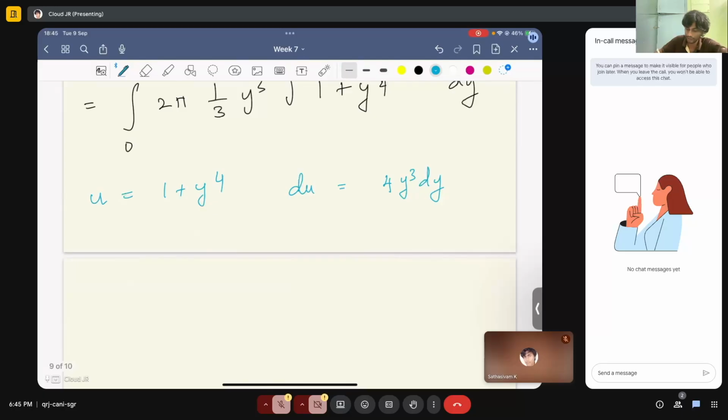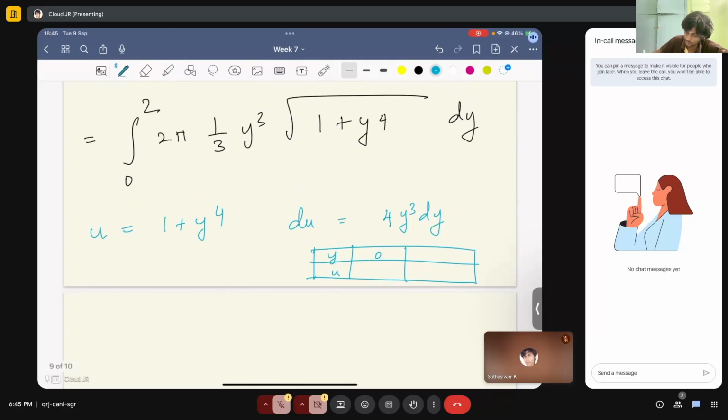So this is what you got, and we'll draw the table here. We have y here and we have the u here. So y varies from 0 to 2. And now you have to check where the u varies from. It varies from 2 power 4, which is 16, so it varies from this to 17, right?